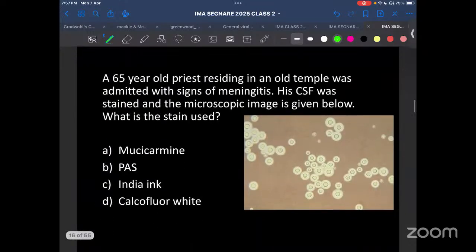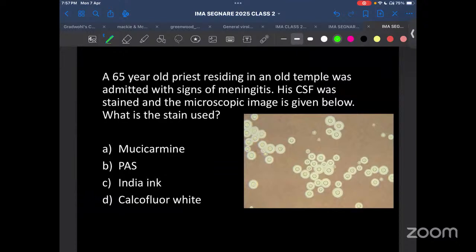Now we move on to our next question. A 65-year-old priest residing in an old temple was admitted with signs of meningitis. His CSF was stained and the microscopic image is given below. What is the stain that is used? Before that, we need to know what the organism is. So what is the organism here? See, what is there in the question?